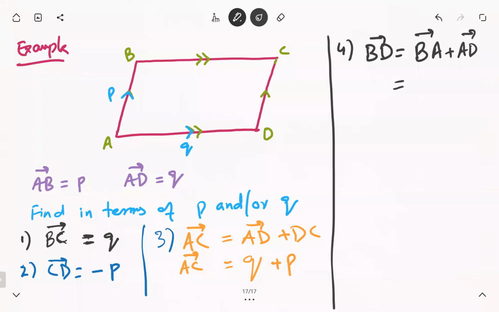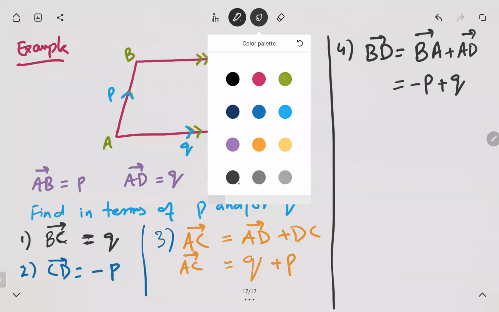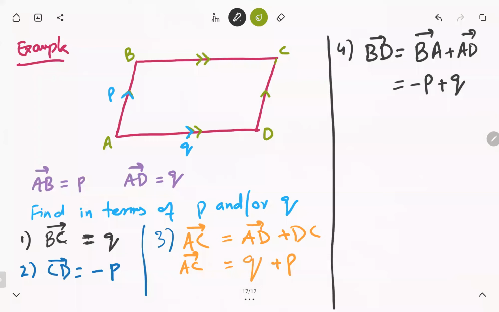If you are moving B to A, you are moving against the direction of P, so it should not be positive P, it should be minus P. So minus P, and then A to D, you are moving with the direction of Q, so it will be positive. So minus P plus Q, or you can write Q minus P. So be careful about the directions. With vectors, direction is what is important.